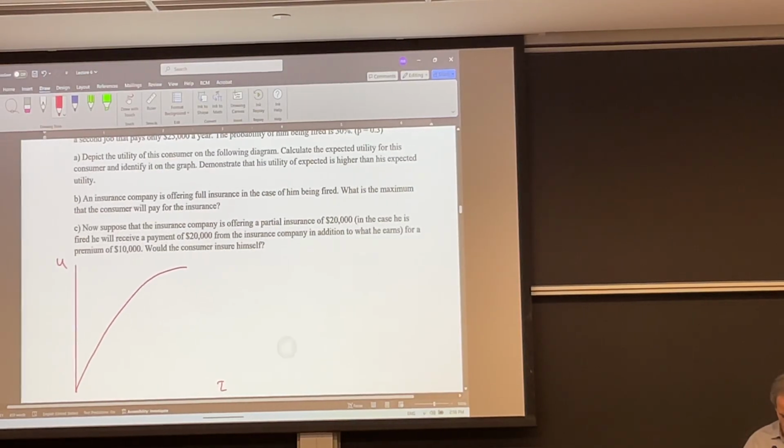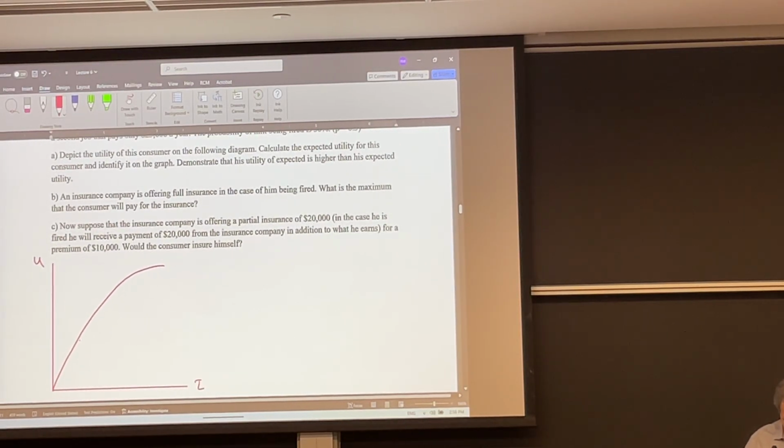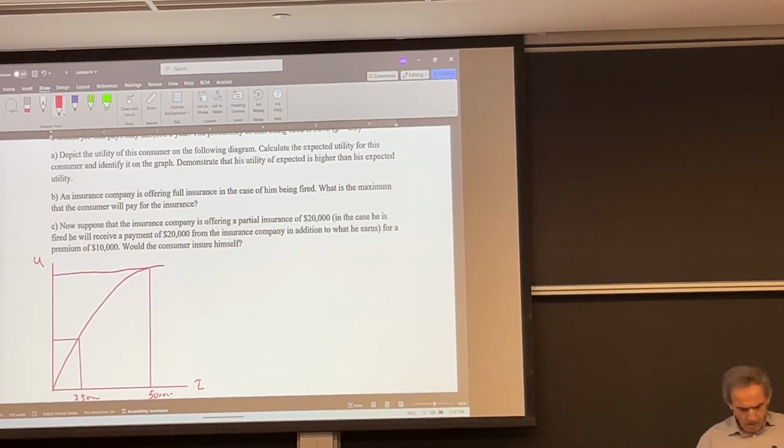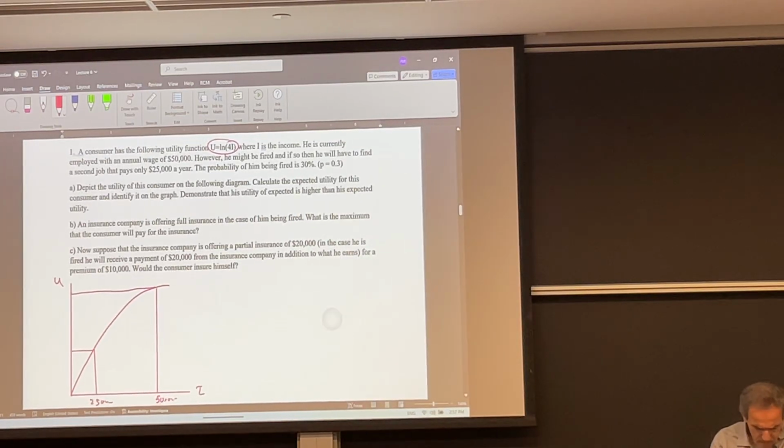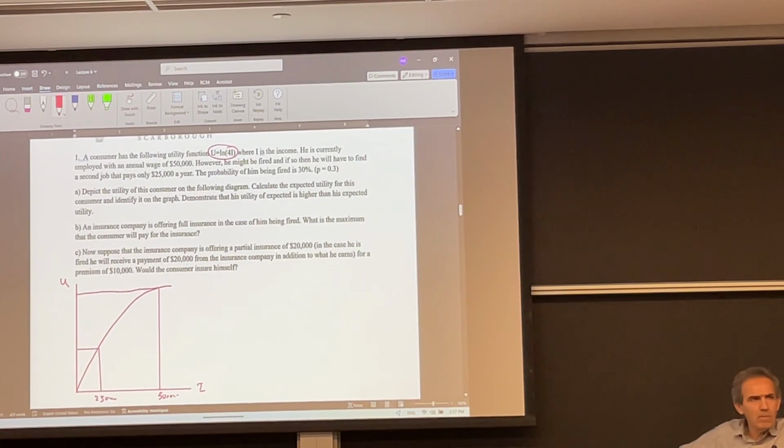So he has either 25,000 or 50,000. I need the utility of these two. I want to calculate the utility of these two. Put 25,000 in the utility function. That is 4i. Take the natural log of it. What's the natural log of 4 multiplied by 25,000? Natural log of 100,000. How much is that?